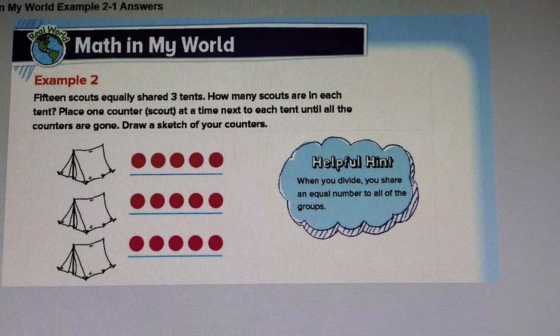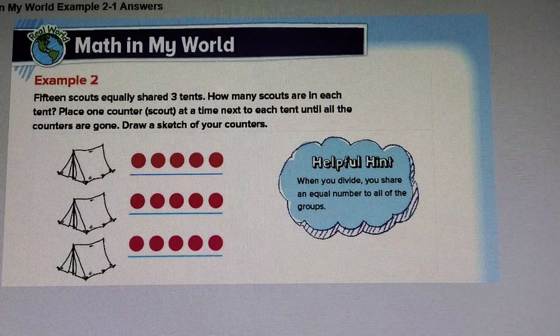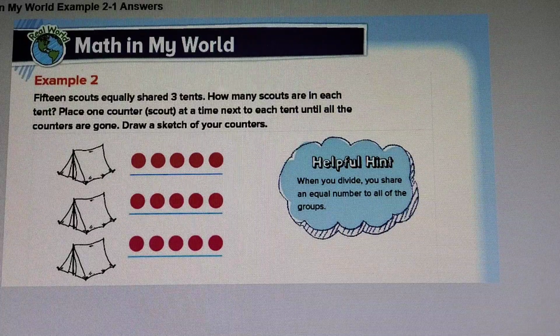And here's what your paper will look like when you have drawn your counters. And like they did here, circles work fine.